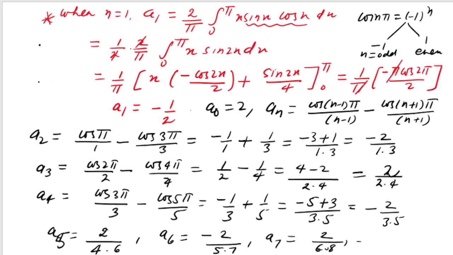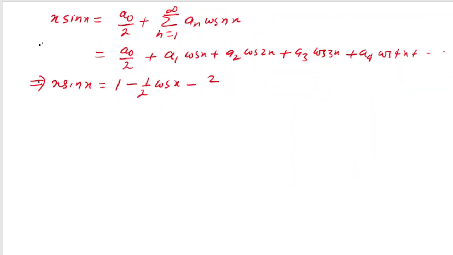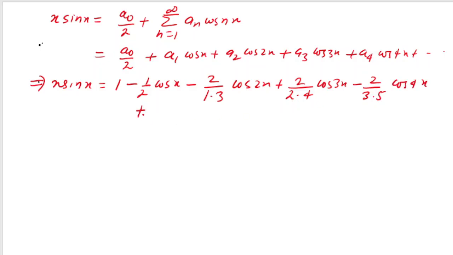What is the a2 I am getting? A2 I am getting minus 2 by 1 into 3, so minus 2 by 1 into 3 cos 2x. What is the a3 I am getting? A3 I am getting 2 by 2 into 4, so I write 2 by 2 into 4 cos 3x. What is the a4 I am getting? I am getting minus 2 by 3 into 5 cos 4x. I am writing more terms so that you are clear. Now what is the next term? The next term will be 2 by 4 into 6 cos 5x. The next term will be minus 2 by 5 into 7 cos 6x and so on.